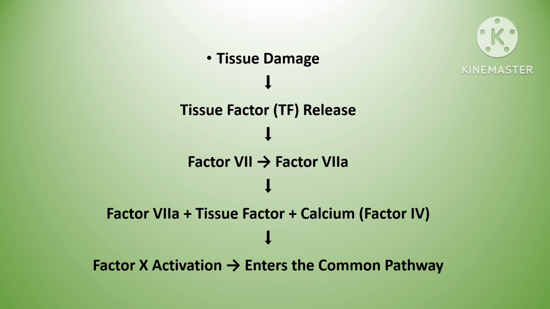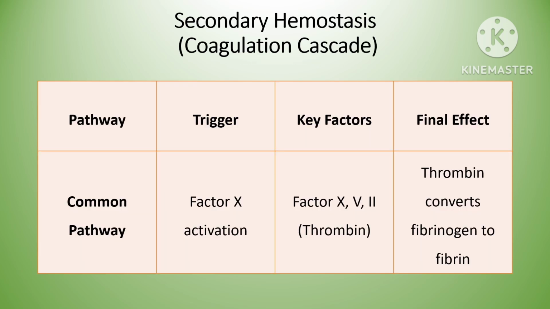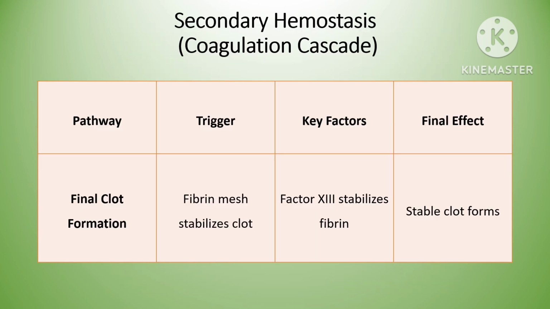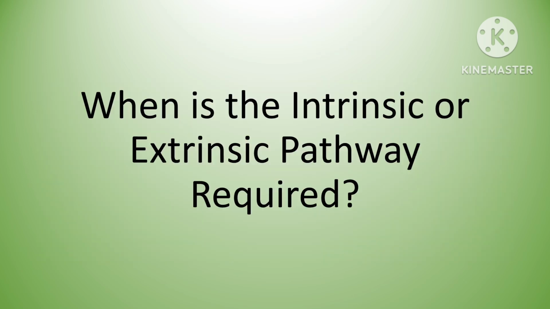And the final step is the common pathway, where factor 10 is activated in both processes, extrinsic and intrinsic. Once it gets activated, it converts prothrombin, which is factor 2, into thrombin, and then thrombin acts like a glue that changes fibrinogen into fibrin, forming a strong mesh-like clot to seal the wound.